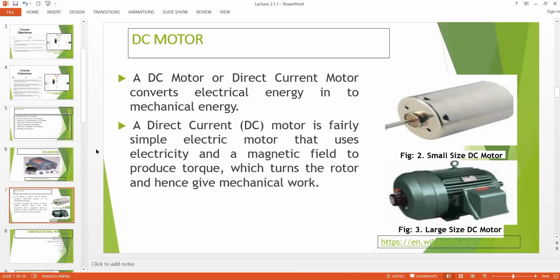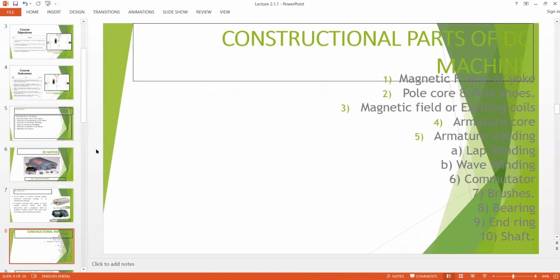I already told you we are having two different types of magnet: permanent magnet and temporary magnet. So in machines, we will use permanent magnets. They will use electricity and magnetic field to produce torque, which turns the rotor and produces mechanical work. The 7 parts, 10 parts, 7 are very, very important.